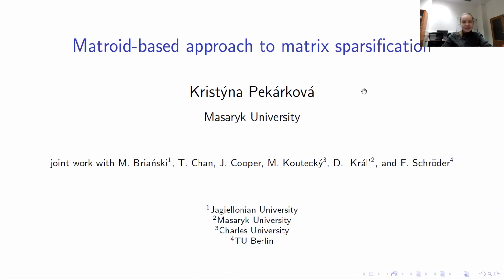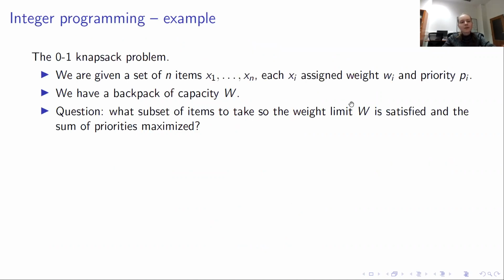So as I said, the central topic of my talk will be integer programming. I would like to start by recalling the problem, and rather than just jumping straight to the formal definition, I would like to start with a simple example, a variation of the well-known knapsack problem. In the knapsack problem, I'm given a set of items, and each of them is assigned some weight and a priority. In this talk, I will assume these are all integers. I also have a backpack, which has a certain weight limit, let's call it big W. The question in this problem is, what subset of items should I take so the weight limit is satisfied, and at the same time, the sum of the priorities of the items that I take is maximized.